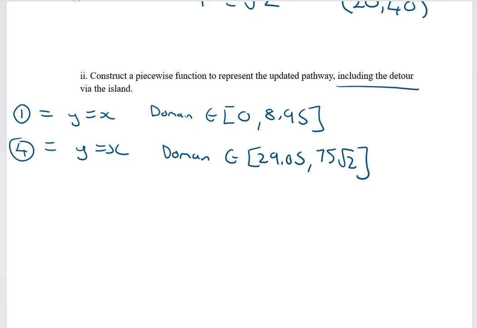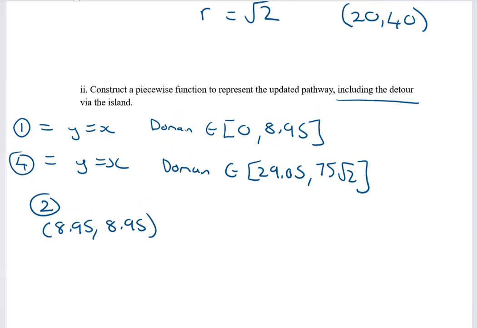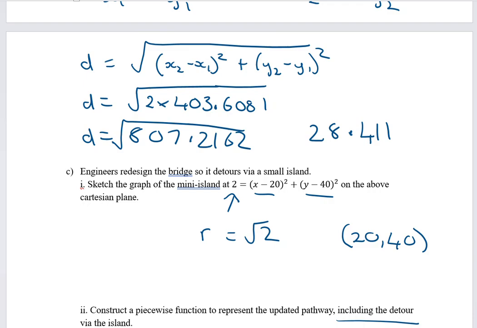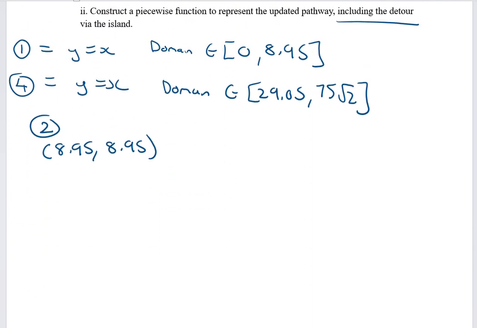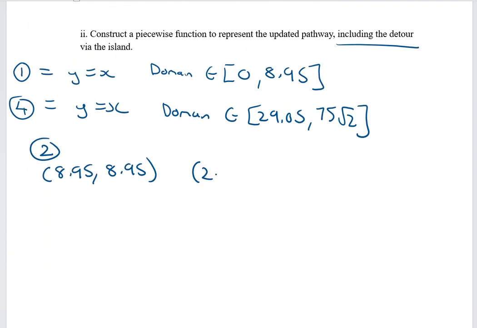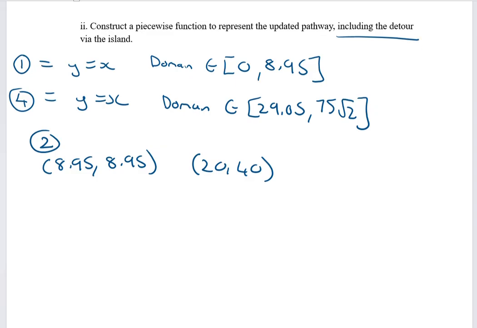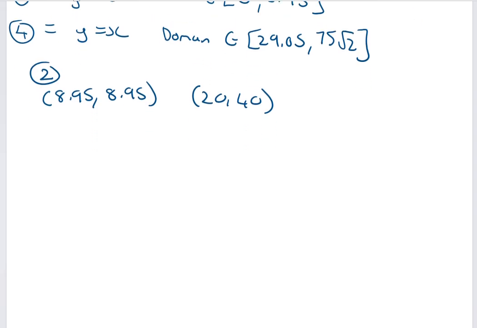Okay, so we've got our first 2 parts. Graph 2. We know it needs to go through 8.95 and 8.95. It also needs to go through the mini island, which is at 20 and 40. So I'm just going to put 20 and 40. Now, the easiest one we can do is a linear relationship, so I'm just going to do linear for this.